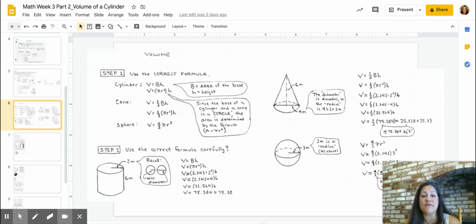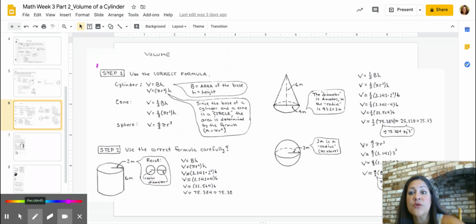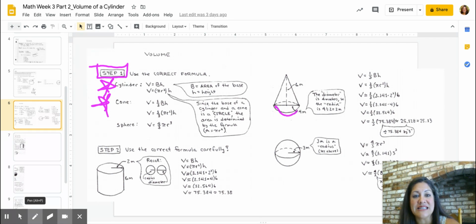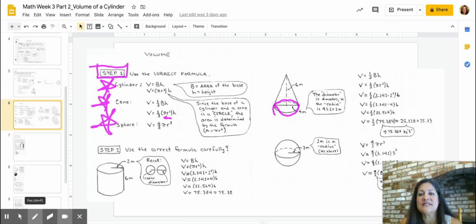Okay, so here's a step-by-step guide. It's simply going over what was on that last page. Step 1, use the correct formula. Wise words right there. Cylinder, volume equals pi r squared times height. Cone, 1/3 base times height. Same thing, the base of a cone is a circle, so you're going to use pi r squared. And for a sphere, 4/3 pi r cubed. Okay.